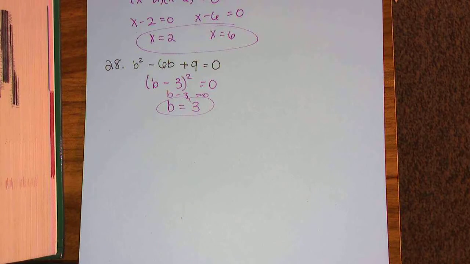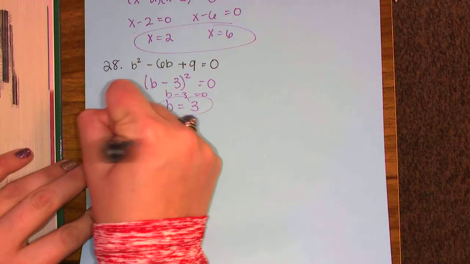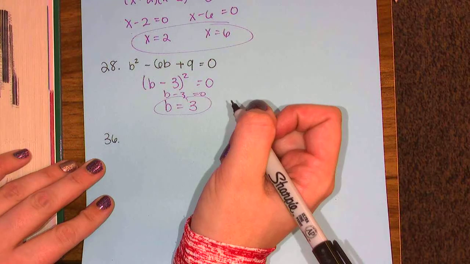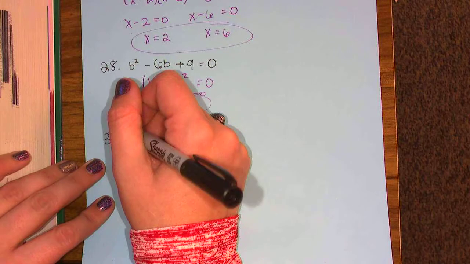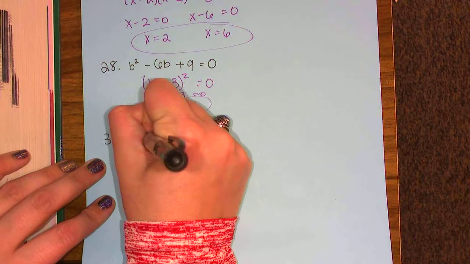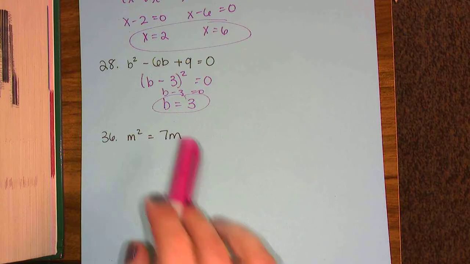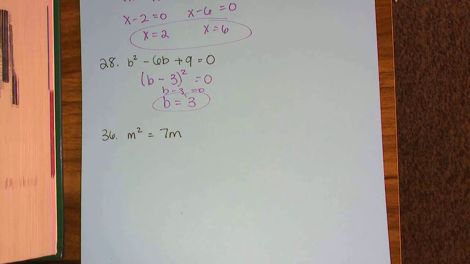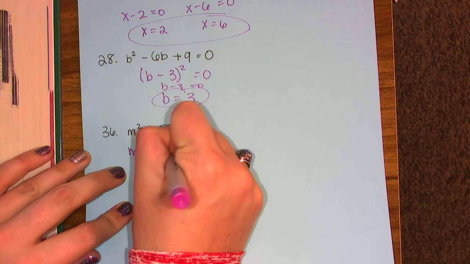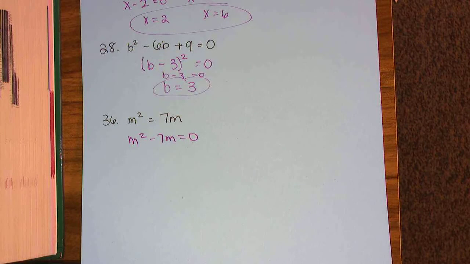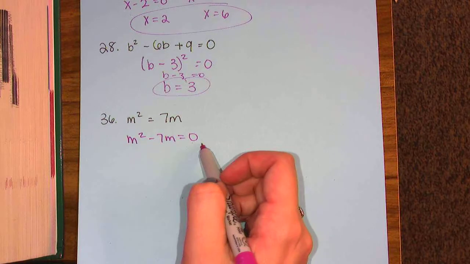Now, if you have one like 36, basically, if you can factor, it's really easy to solve. You just set the pieces equal to 0. So 36, we have m squared is equal to 7m. Maybe you're like, whoa, wait a second, where's my 0? Because I've got to set it equal to 0. Well, you need to first move this piece over. So m squared minus 7m is equal to 0. Make sure you leave a 0 here when you move something over. You still have stuff on this side.